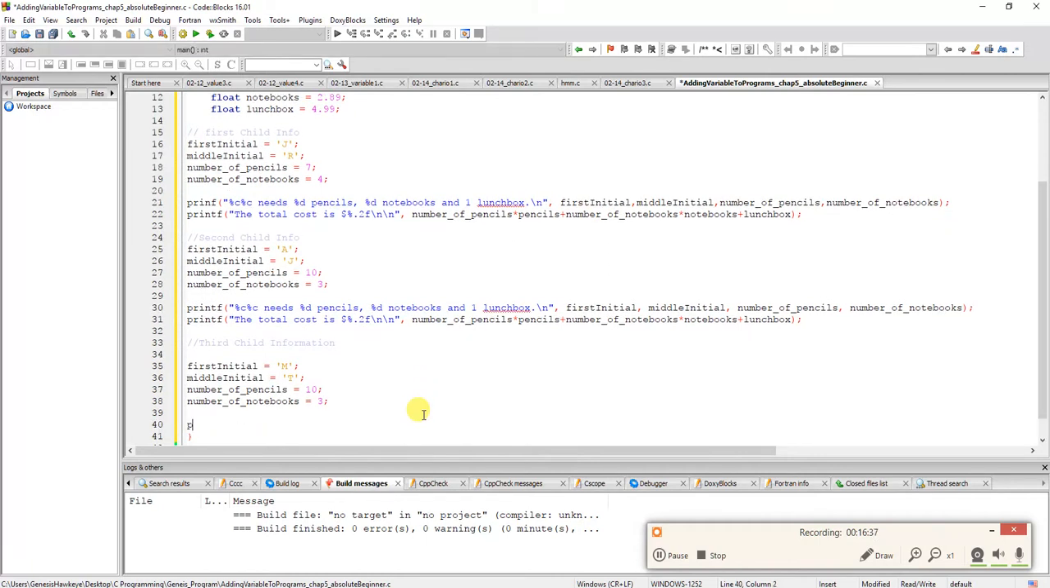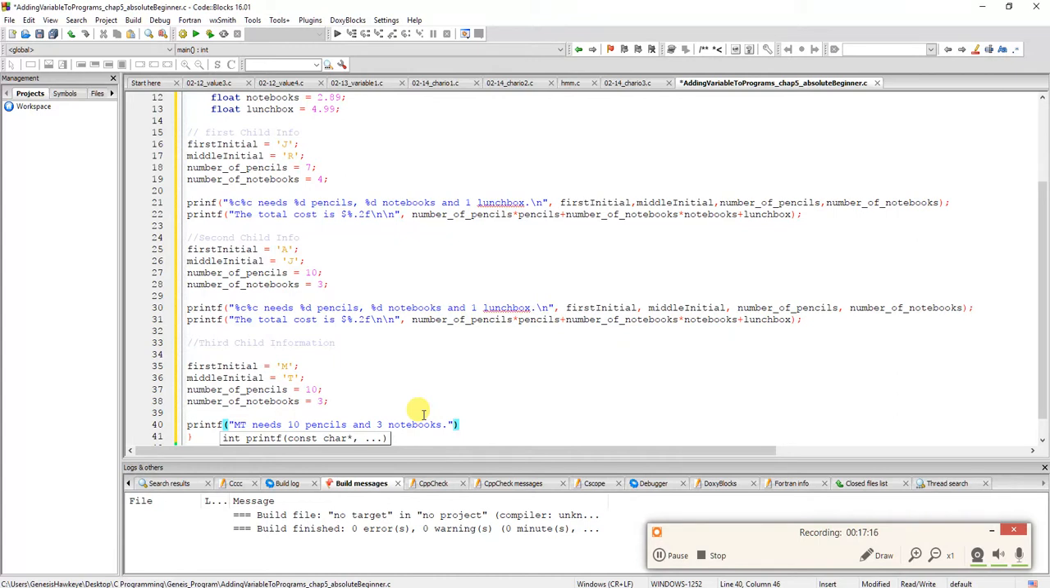And we're going to make a sentence. The sentence is going to say MT needs 10 pencils and 3 notebooks. So we can type it out. We can type MT needs 10 pencils and 3 notebooks. We can do that. That's possible. And then printf, it will print this out.